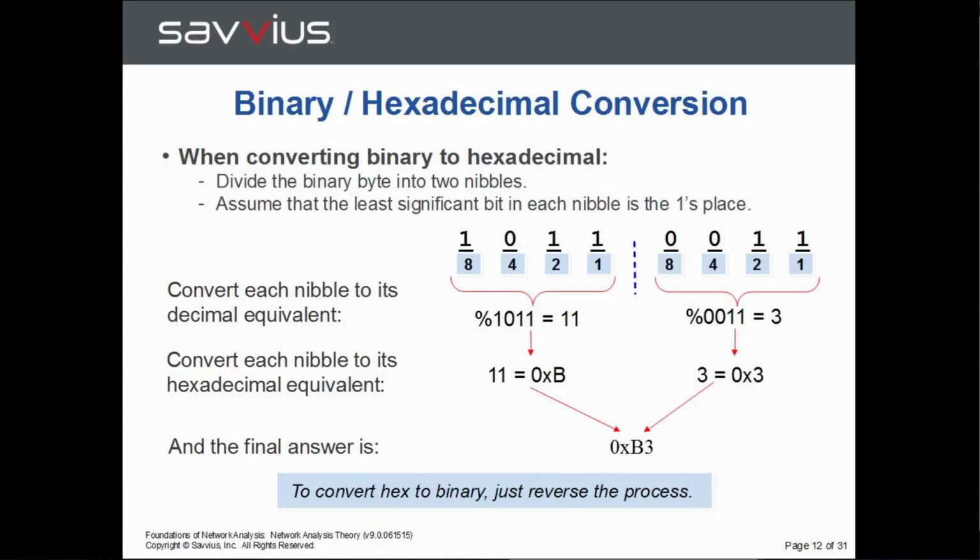Converting binary to hexadecimal is a little bit more complicated. When converting binary to hexadecimal, first divide the binary byte into 2 nibbles. Then we assign the least significant bit in each nibble to the ones place. Next, we convert each nibble to its decimal equivalent, and finally, we convert each nibble to its hexadecimal equivalent. Reverse the procedure to convert hex to binary.